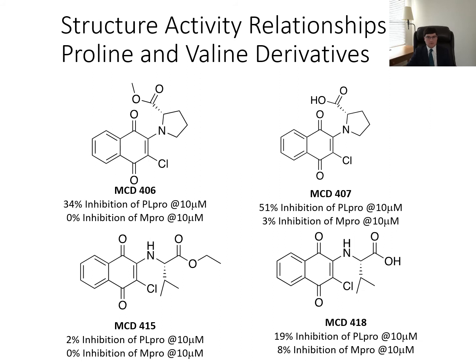The structure-activity relationship for proline and valine derivatives. On the figure on the top left, MCD406 had a 34% inhibition of the peptide-like protease, but 0% inhibition of the main protease. MCD407, the figure on the top right, had a 51% inhibition of the peptide-like protease and 3% inhibition of the main protease. The figure on the bottom left, MCD415, had a 2% inhibition of the peptide-like protease, but no inhibition of the main protease. The figure at the bottom right had a 19% inhibition of the peptide-like protease and 8% inhibition of the main protease.